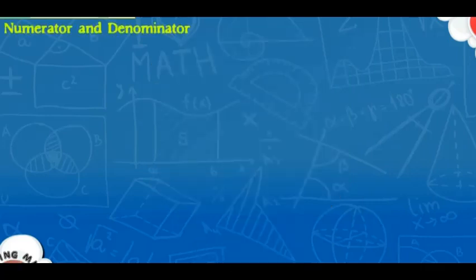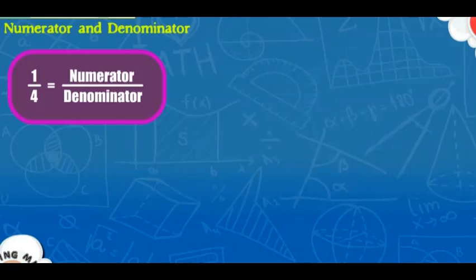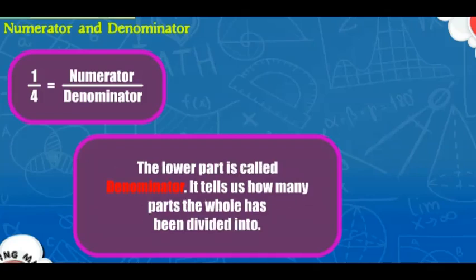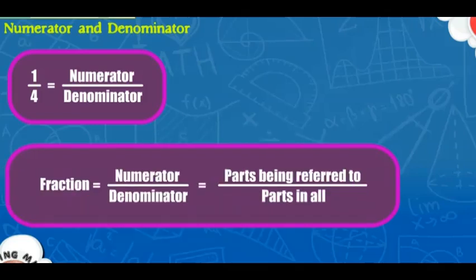Numerator and denominator. 1/4 is equal to numerator upon denominator. The number on the top is called numerator. It tells us how many parts we are talking about. The lower part is called denominator. It tells us how many parts the whole has been divided into. Fraction is equal to numerator upon denominator, which is equal to parts being referred to upon parts in all.